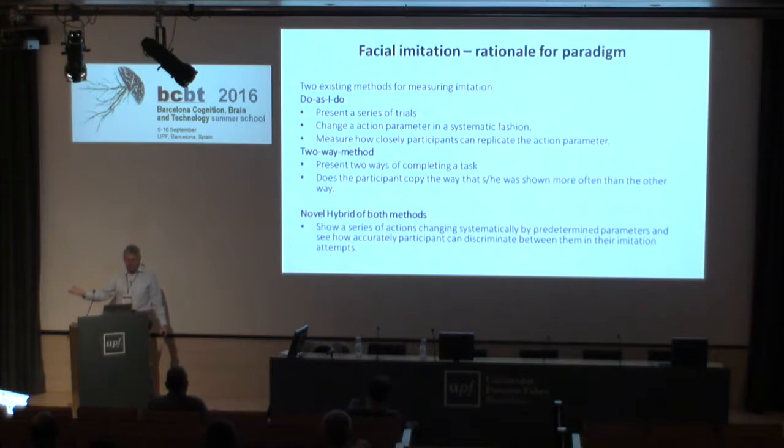So for this purpose, I've combined these two methods by saying, let's take a series of facial expressions. We wanted to look at how well people could copy a series of facial expressions, so we could change the expressions in some systematic way by changing predetermined parameters. Then we can see how well people can discriminate between the different facial expressions in their attempts at imitation.